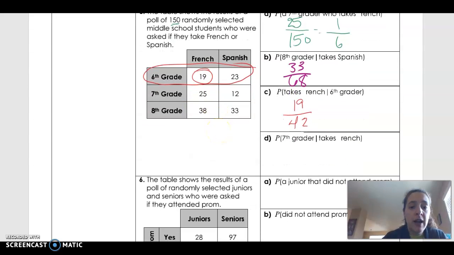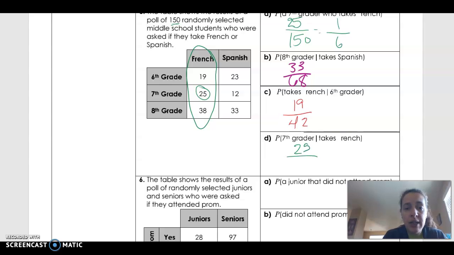All right, so then our final little piece, using this table of data, I want to look at if I have a 7th grader, given that they take French. So I'm looking at this column and a 7th grader. I see I've got 25 out of, and then I would just add my values in this column and end up with 82. And again, that can't be simplified at all.